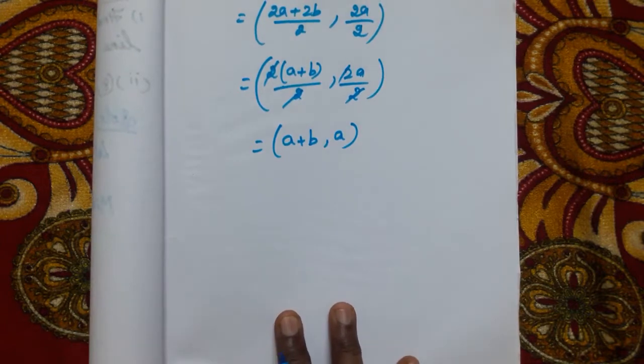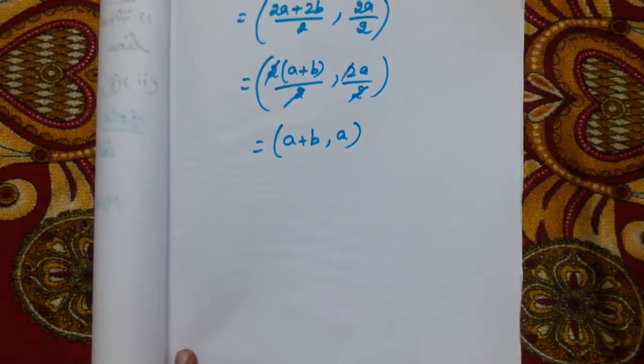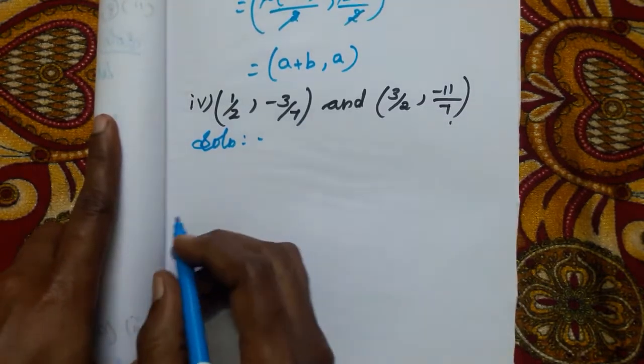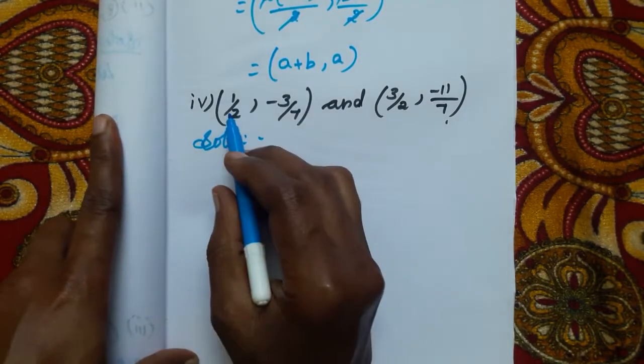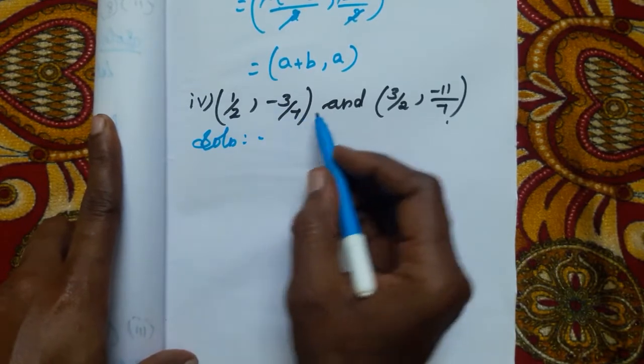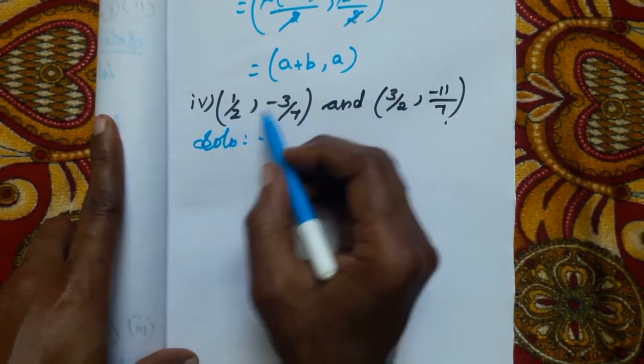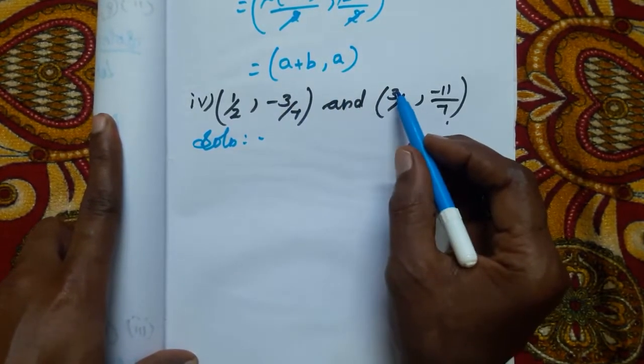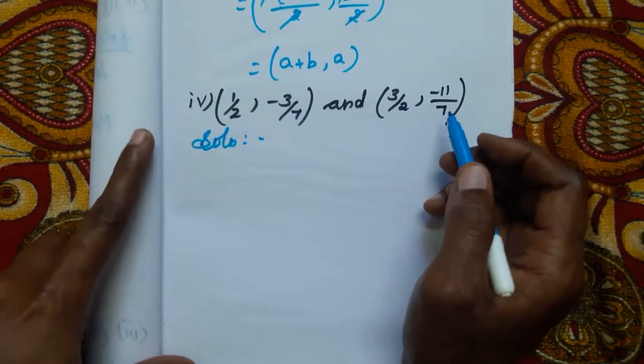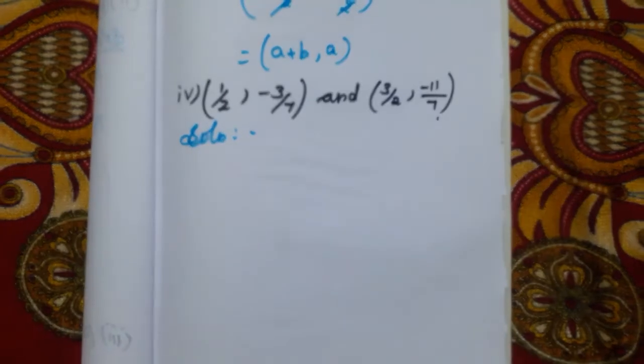Find the midpoint of the line segment. The fourth problem, I am going to explain that. Listen here. The fourth problem: the points are (1/2, -3/7) and (3/2, -11/7). We want to find out the midpoint.